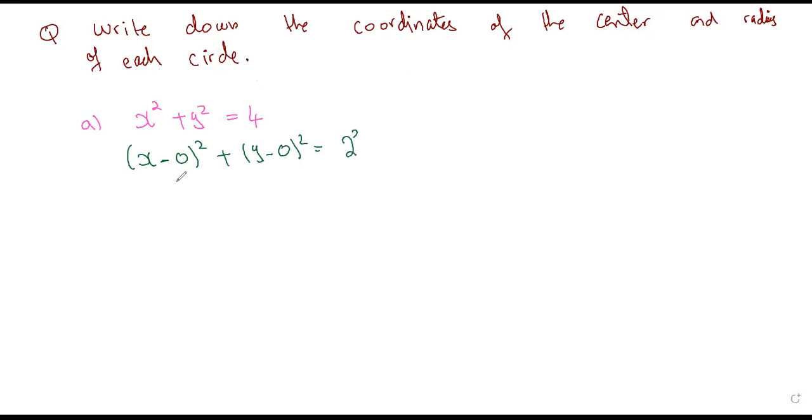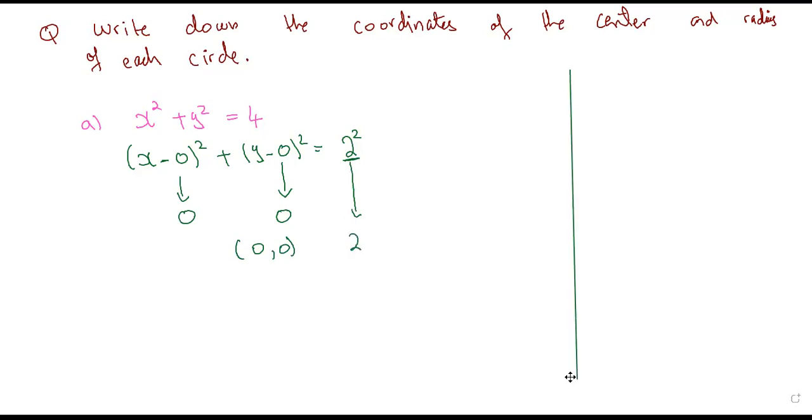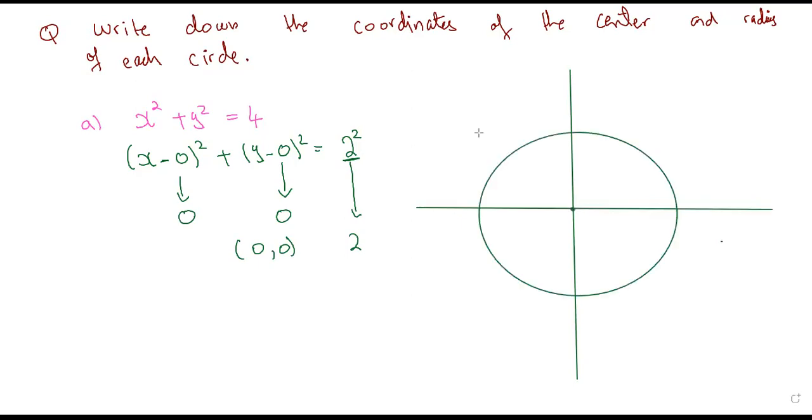Right? So this means that the x coordinate of the center is 0, the y coordinate of the center is 0. This means that the center is at (0, 0) and the radius is 2, right? So if I want to plot this, let's do the plotting as well because that is very, very important. So I would know that the center is at 0. If this is the center, my circle would be of this type.